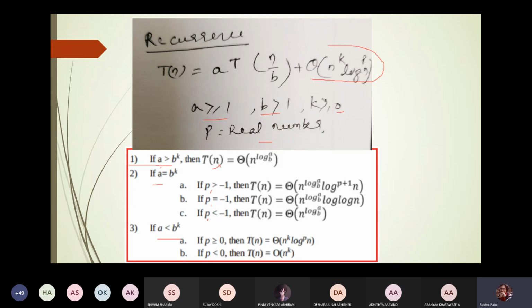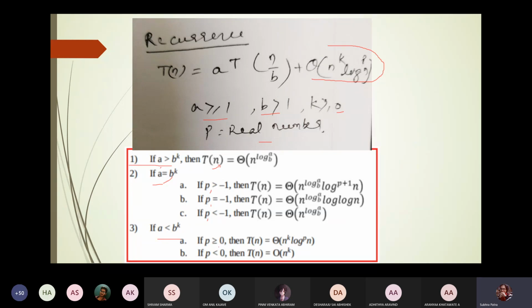If p is less than or equal to -1, then T(n) would be theta of n raised to log a base b. Okay, if this is the condition, then if a is less than b to the power k, then you will check the condition for p.